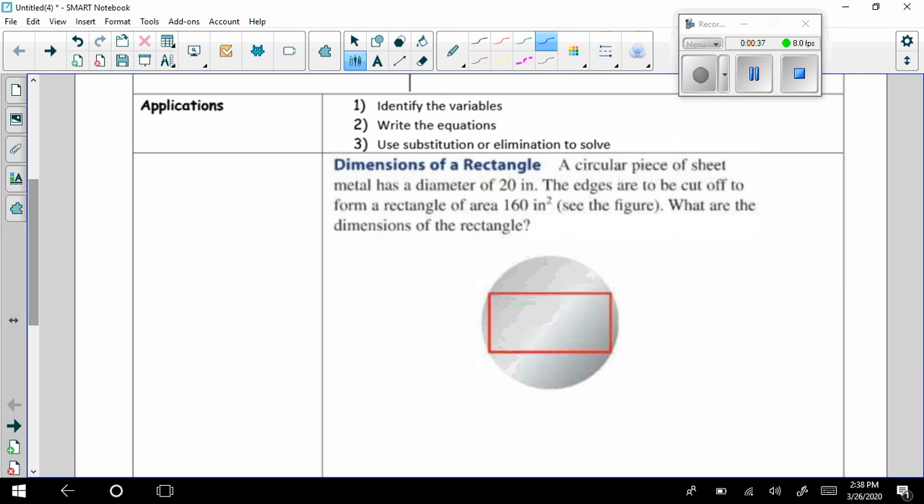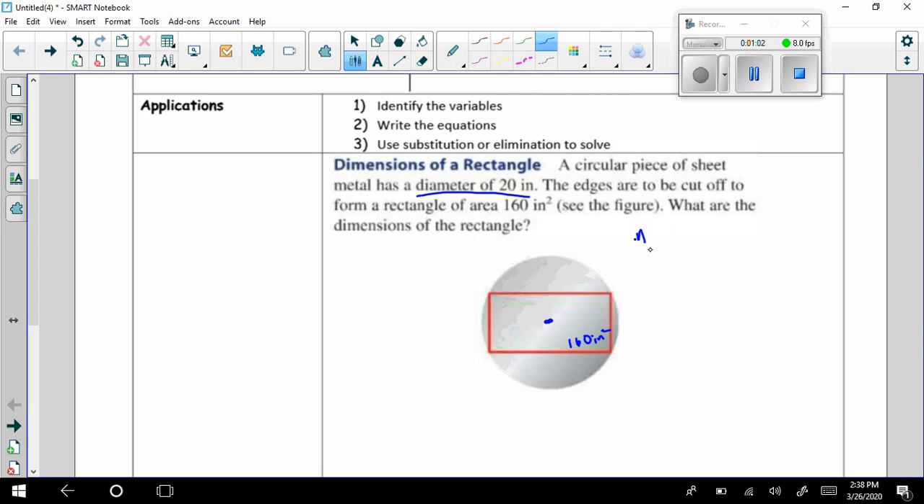A circular piece of sheet metal has a diameter of 20 inches. Remember, the diameter is all the way across the circle, no matter where you draw it, as long as it goes through the center. The edges are going to be cut off to form a rectangle that has an area of 160 inches squared. That's the area of the inside of this rectangle. What are the dimensions of the rectangle?